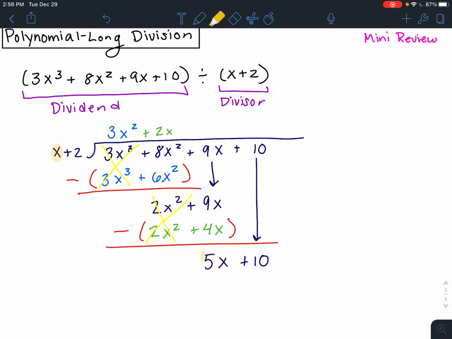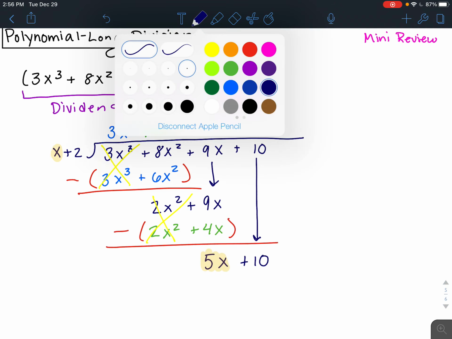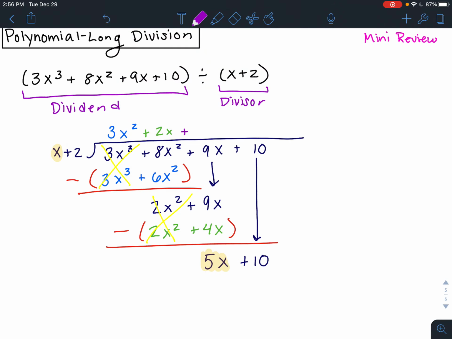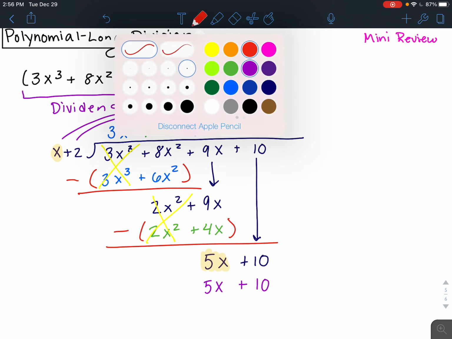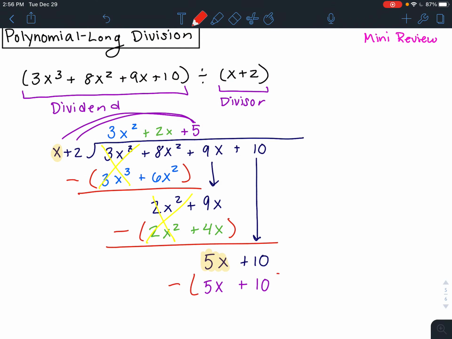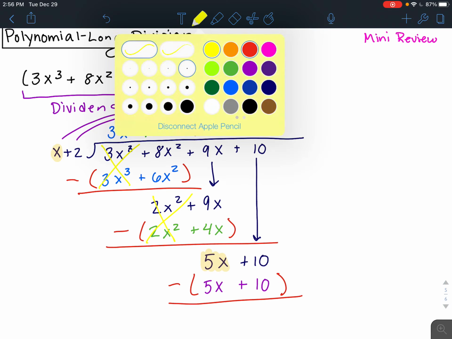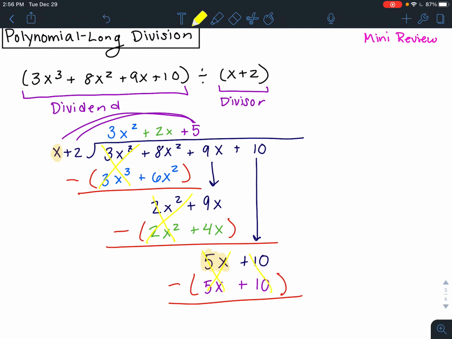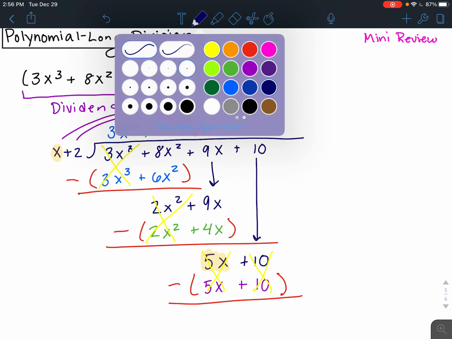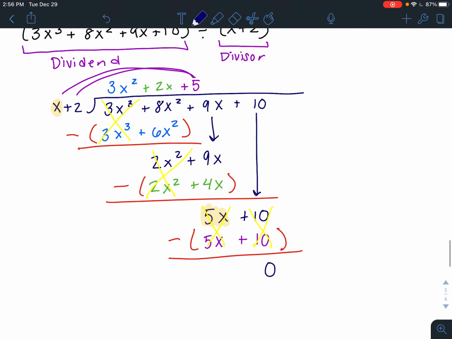Then I'm just going to repeat this process one more time. Now I want x to become 5x. In order to do that, I would need to multiply by a positive 5. I'm going to distribute it to my divisor and get 5x plus 10. This one works out really nicely because when I subtract down, both of those terms cancel out. The 5x's cancel and the 10's cancel. So in this problem, I get a 0 left over, and that would be my remainder.